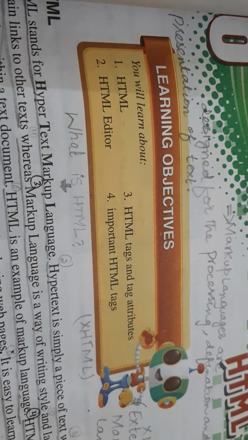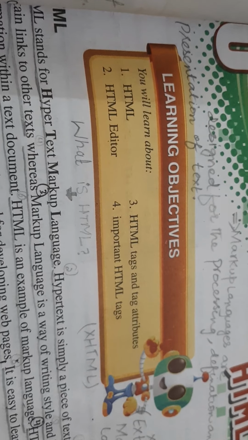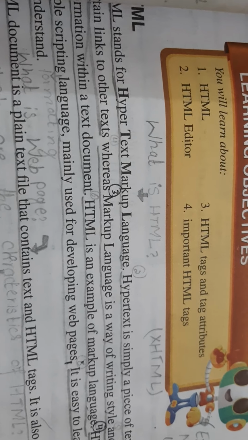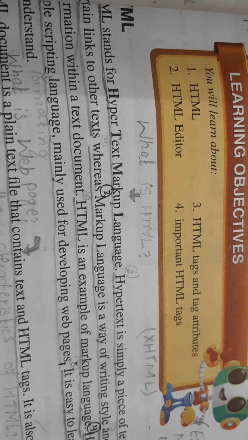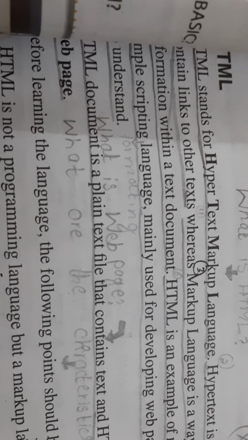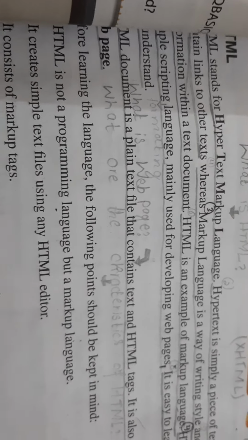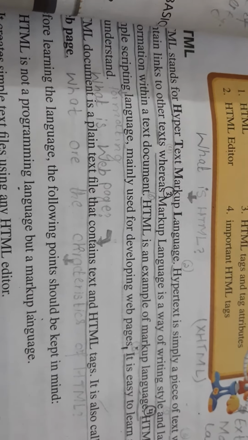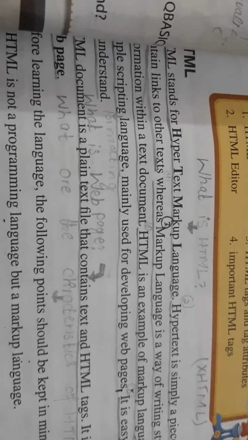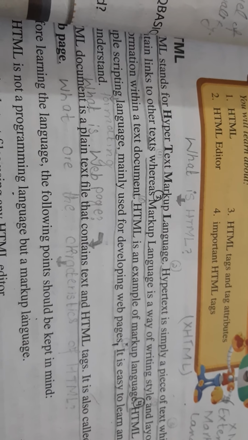Students, markup languages are designed for processing, definition, and presentation of text. HTML is an example of markup language. HTML is a simple scripting language mainly used for developing web pages. It is easy to learn and understand. Students, an HTML document is a plain text file that contains text and HTML tags. It is also called a web page.